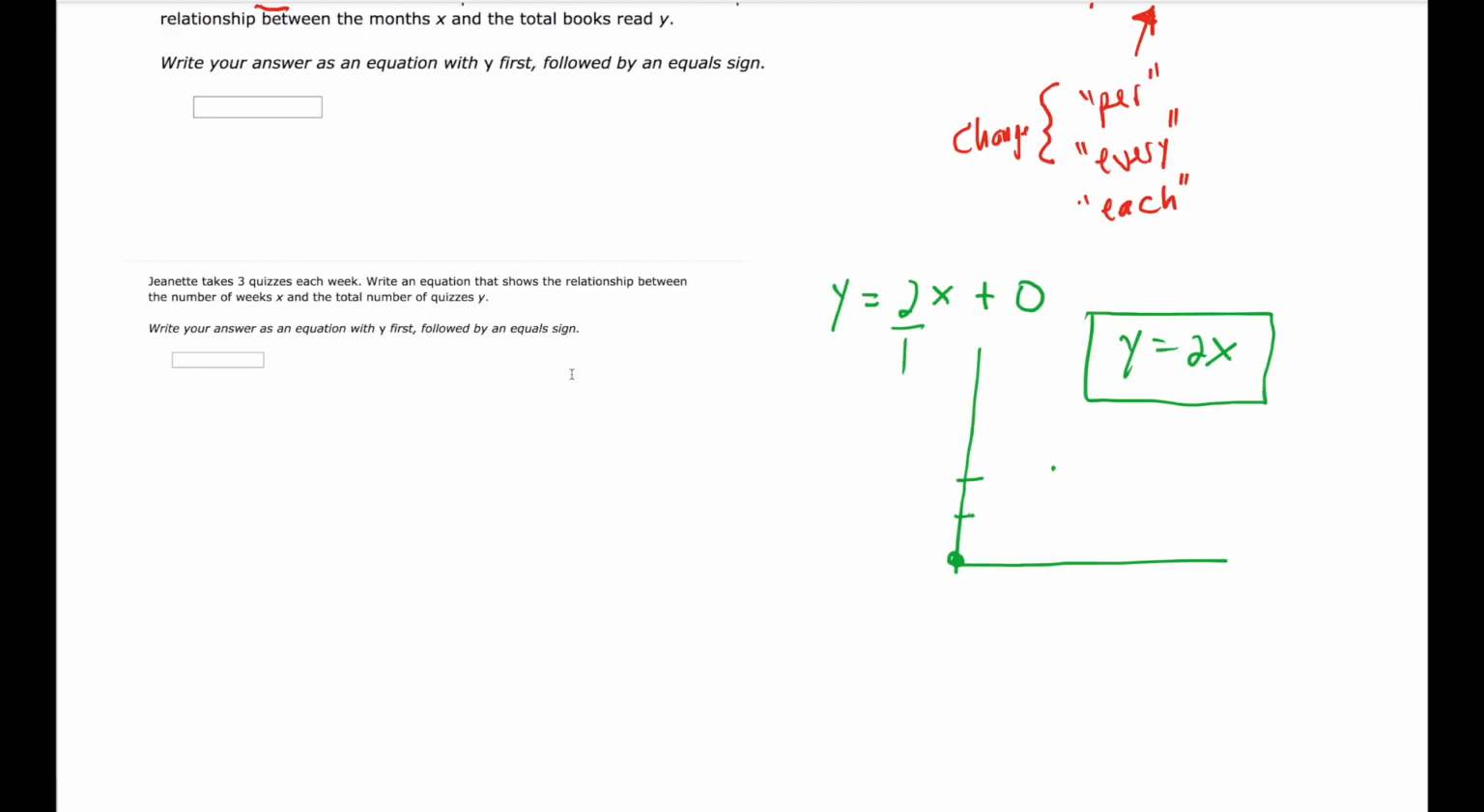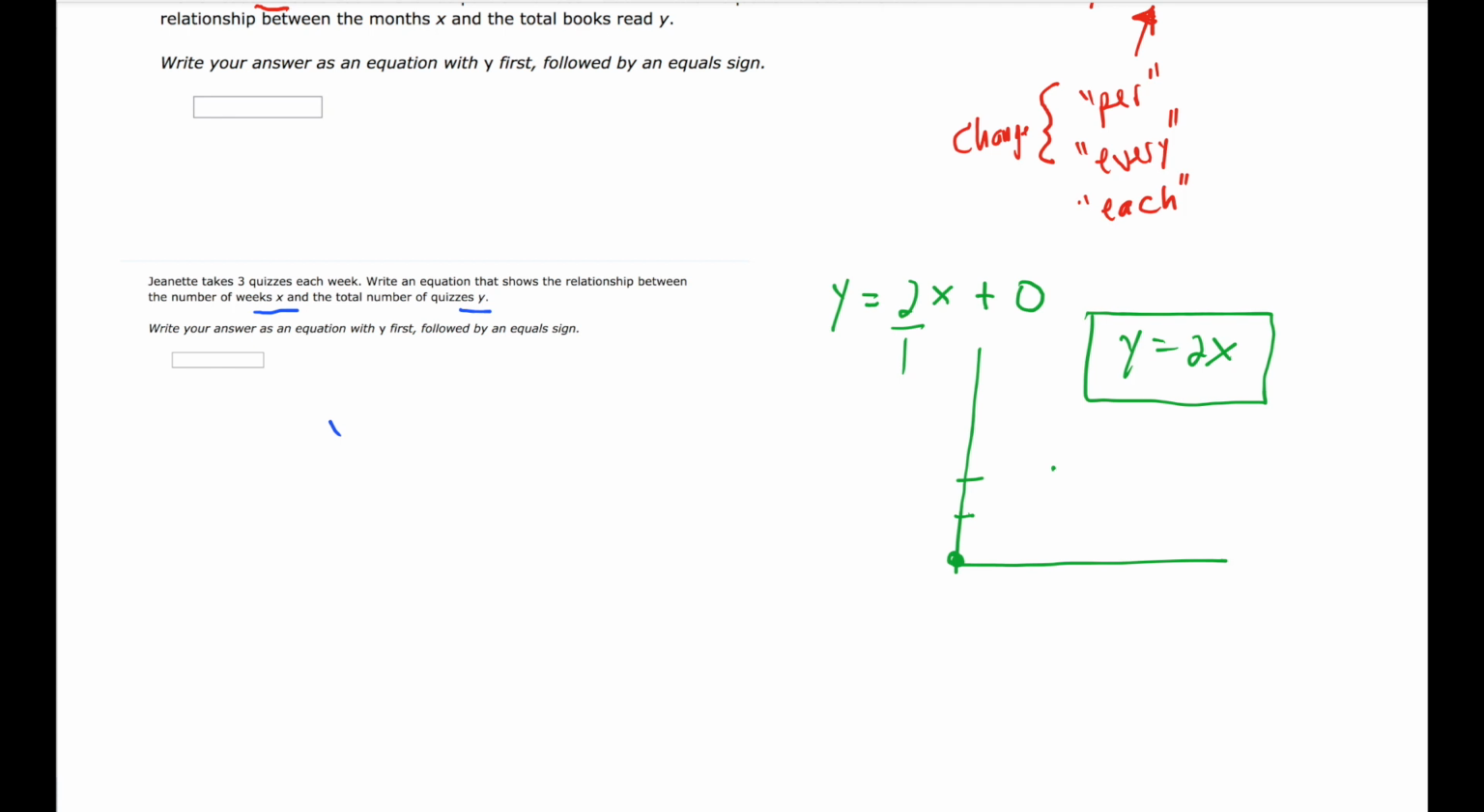Okay, you also need to pay attention to what to make each variable. So it's 3 quizzes per week, and then it says write an equation that shows the relationship between the number of weeks, x, and the total number of quizzes, y. So what do you think is the variable that goes next to the slope?